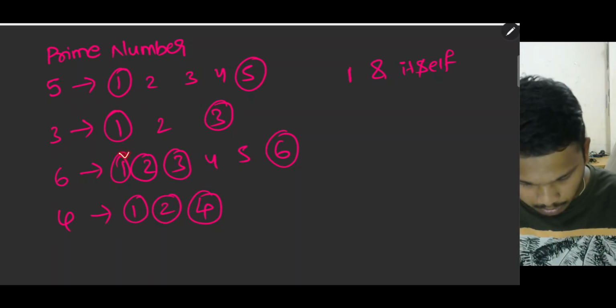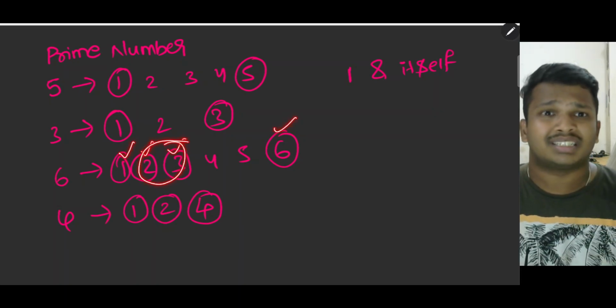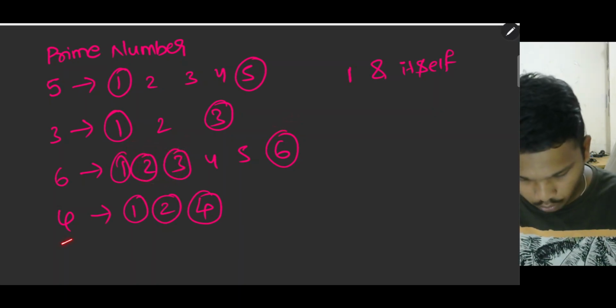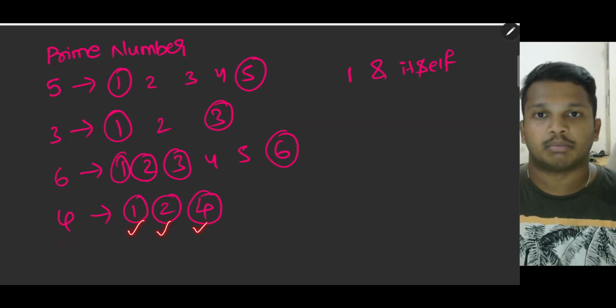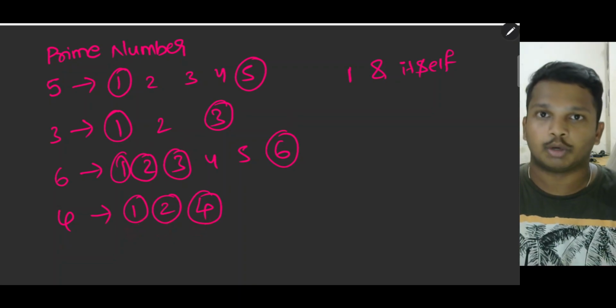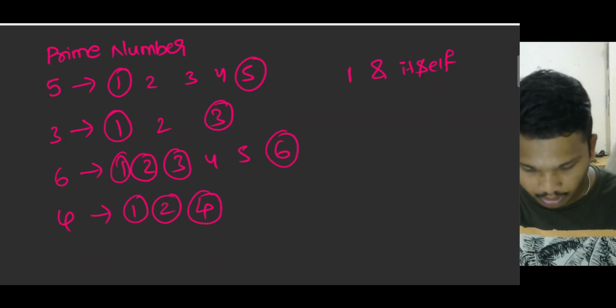6. It is divisible by 1, 2, 3, 6. It is also divisible by 2 and 3. So 6 is not a prime number. Similarly, 4. See, 4 is divisible by 1, 2, 4. So it is not a prime number. If it is a prime number, it must be divisible by only 1 and itself. Okay. Now, how to write the logic for a prime number?